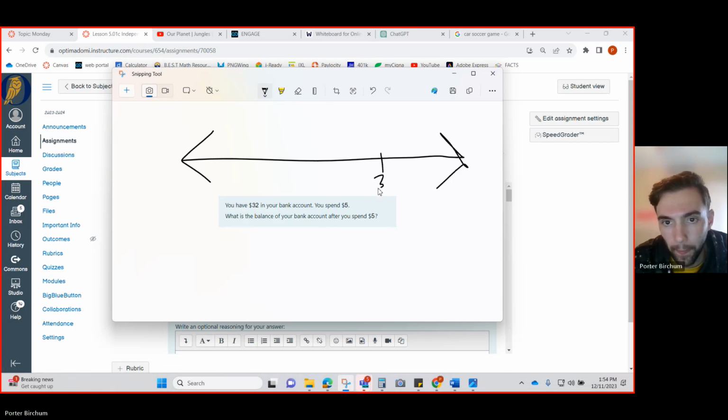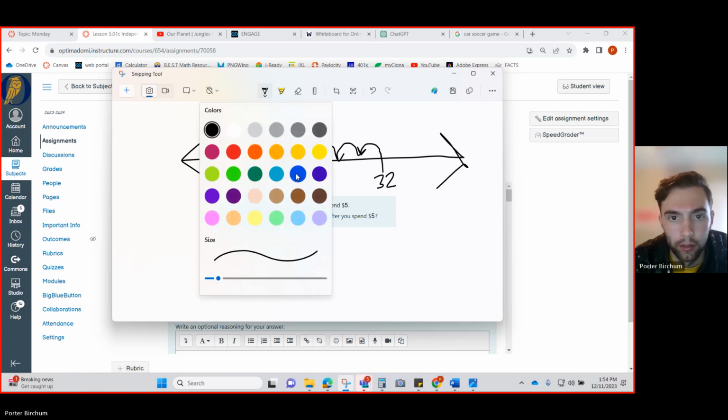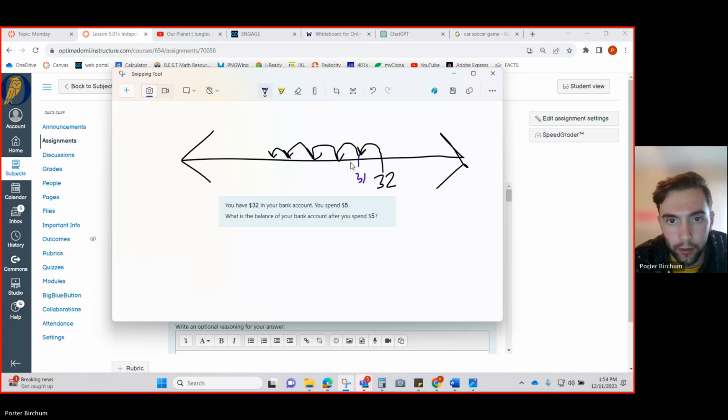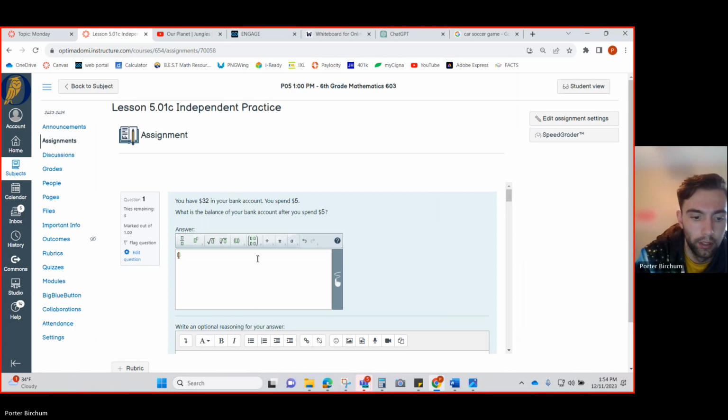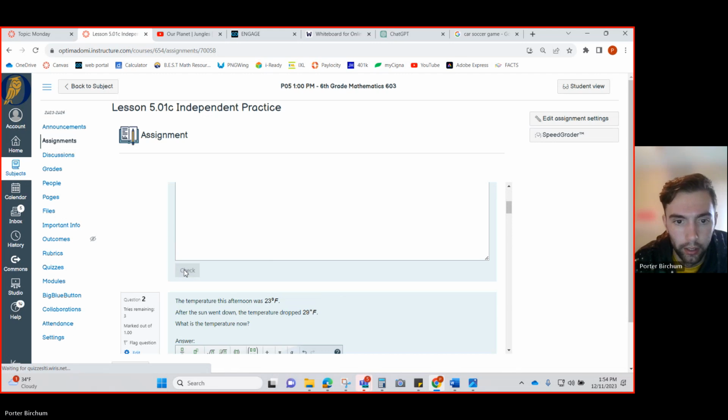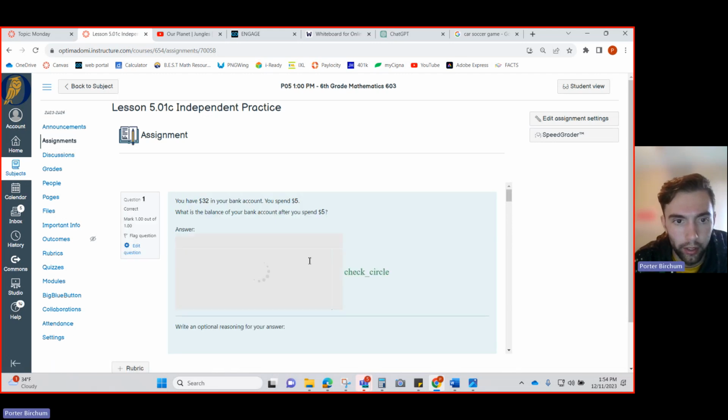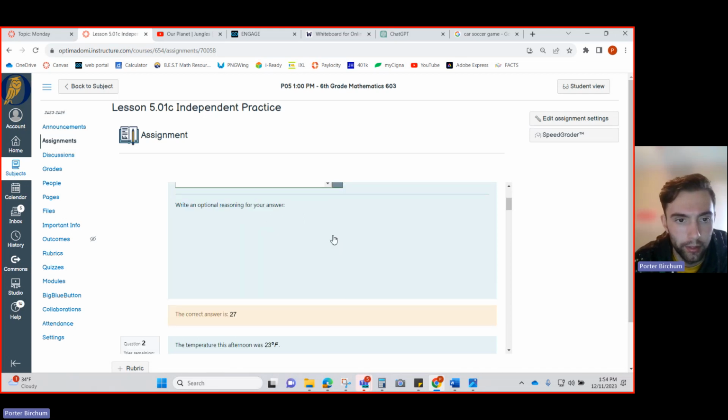Here's 32. You spend 5, so we're going closer to 0. 1, 2, 3, 4, 5. 31, 30, 29, 28, 27. We got $27 left. I think we need the dollar sign. Make sure you type the dollar sign in for your answer. Your numbers might be different, but you can probably solve it the same way.